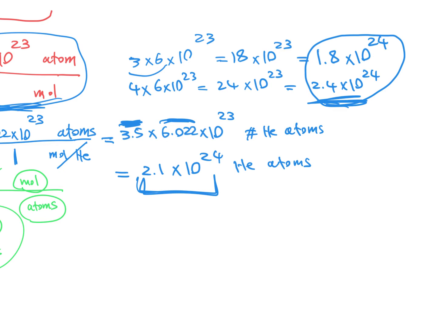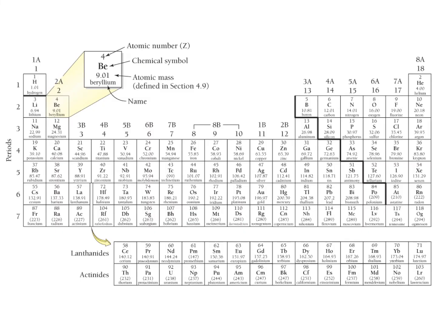Okay, if no question, let's go on. Here I have the periodic table. For each element, you read the atomic mass unit, and that number numerically would be the same as the molar mass of that element. It means 1 mole of phosphorus has the mass of 30.97 gram. Okay? So remember this.